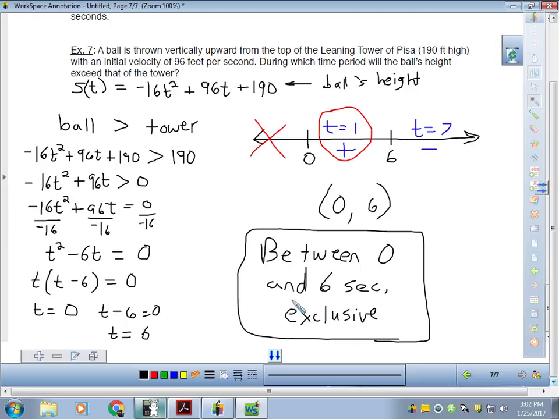Okay? And so that's how that problem works. It's all pretty straightforward. So that is it for 5.4.